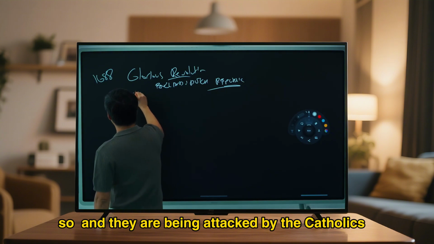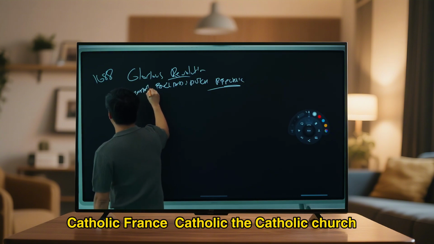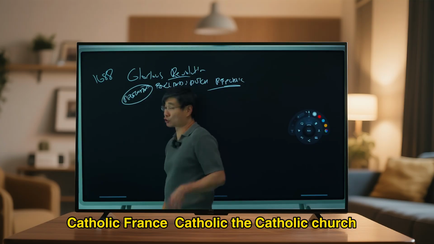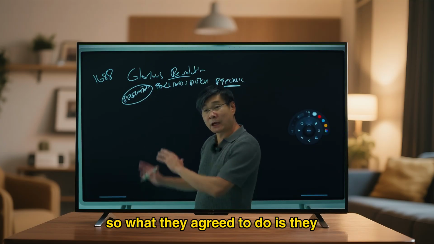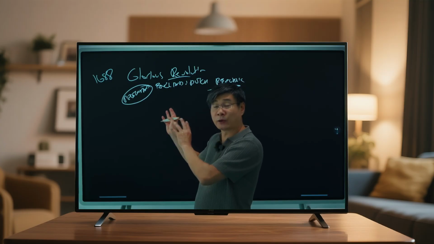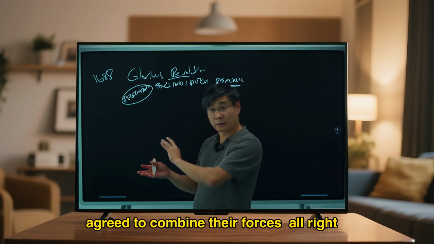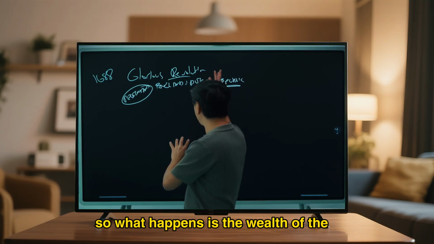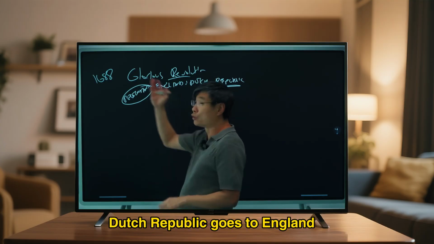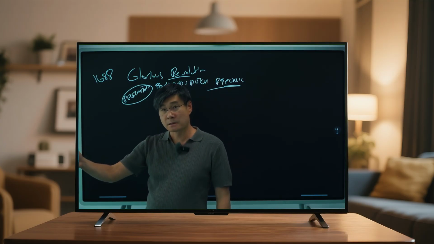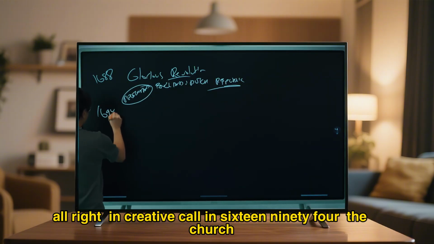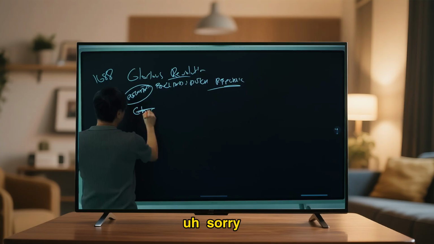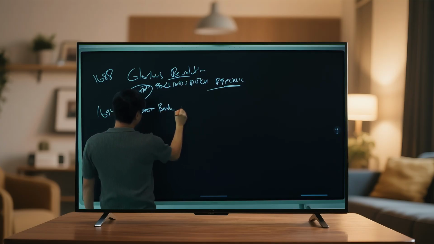And they are being attacked by the Catholics, Catholic France, the Catholic Church, as well as the Habsburgs, the Holy Roman Empire. So what they agree to do is combine their forces. All right? So what happens is the wealth of the Dutch Republic goes to England, and creates something called, in 1694, the Bank of England.